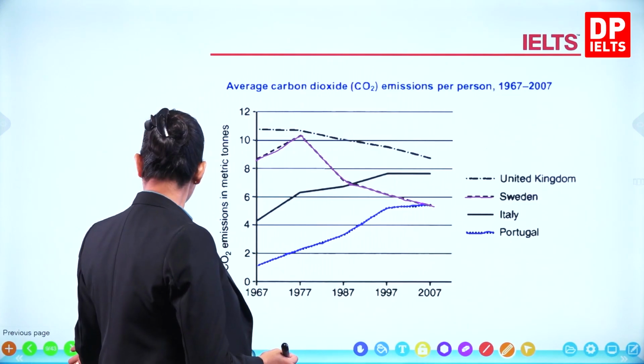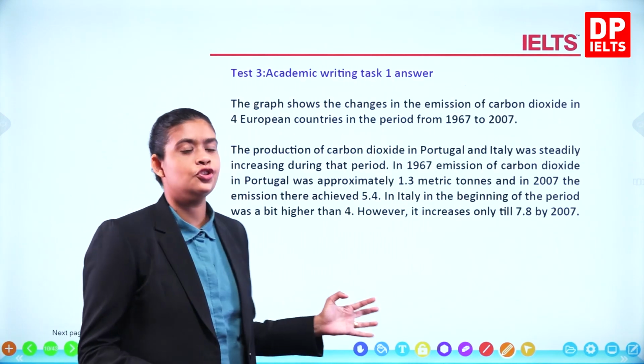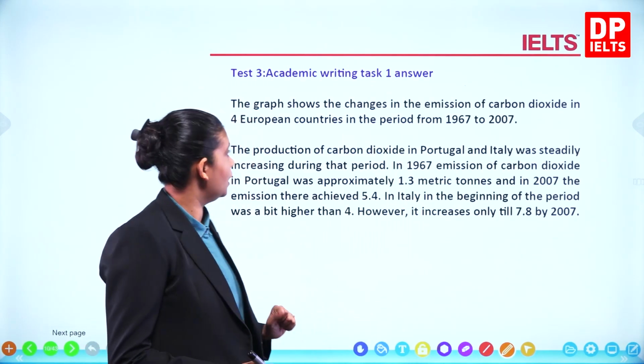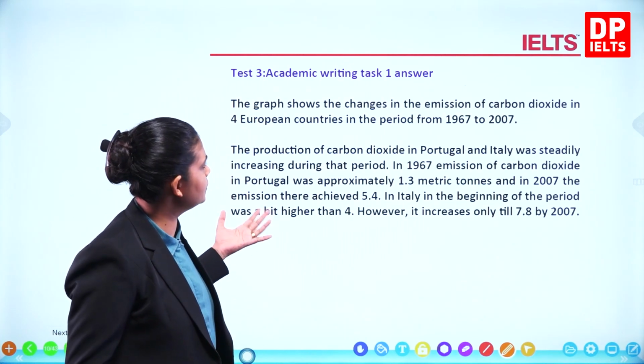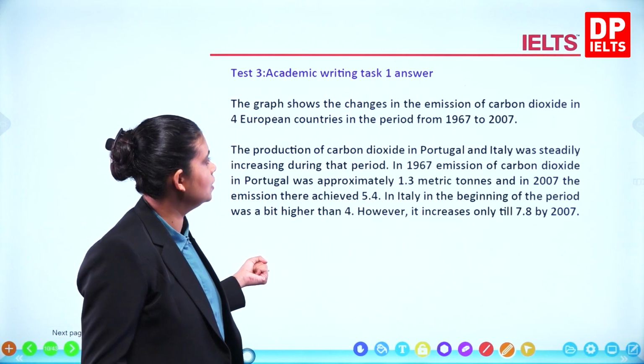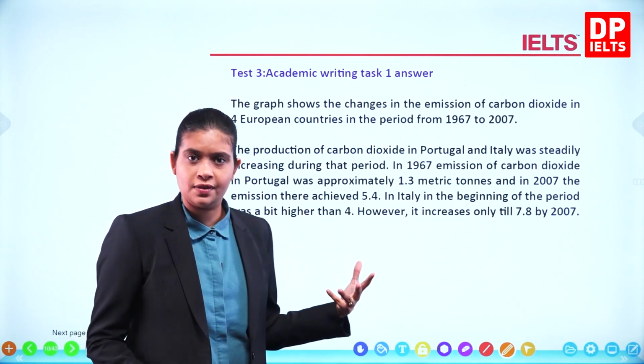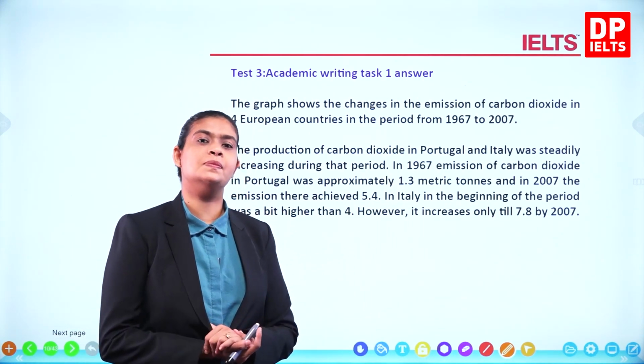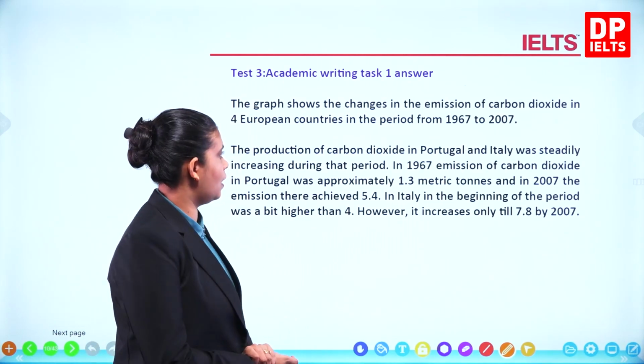Alright, so let's have a look at a sample answer which a student has written, right? Now here you can see the graph shows the changes in emission of carbon dioxide in 4 European countries in the period from 1967 to 2007. Good, but there are a few things that is missing there, like the type of graph, okay?